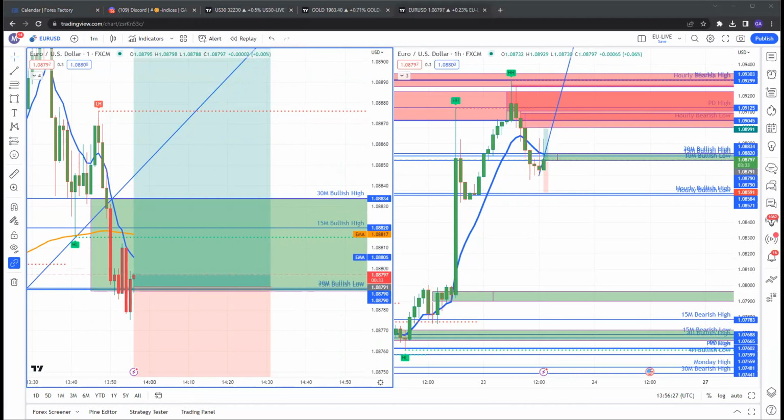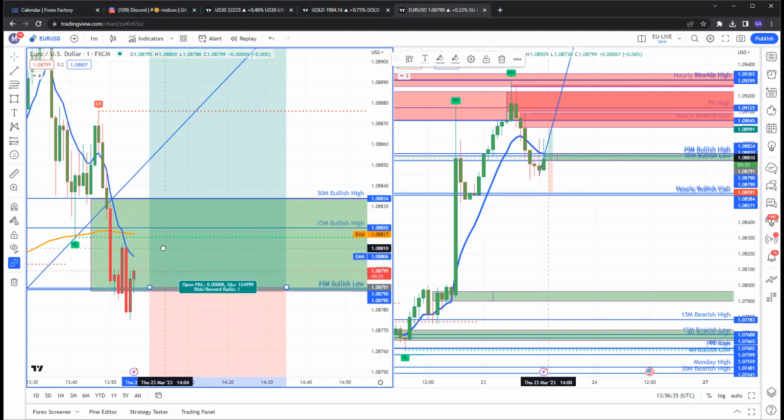No. Look at that, that's a nice retest. So we need this retest and closure above for an even better entry. You need a closure above the 9 EMA and a retest of the 9 EMA for a better confirmed entry.